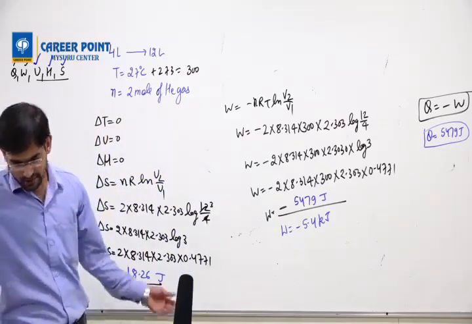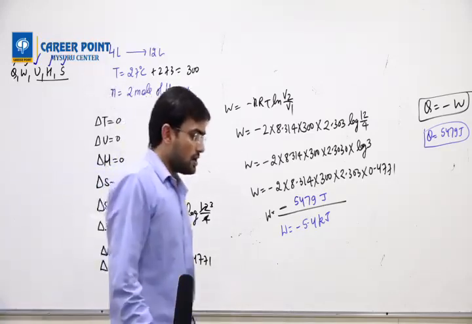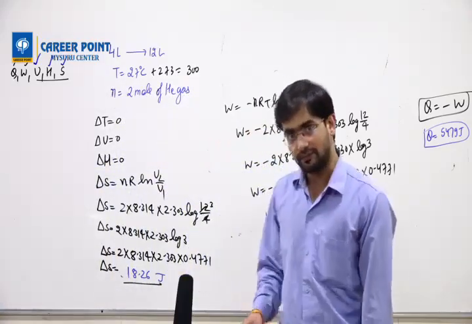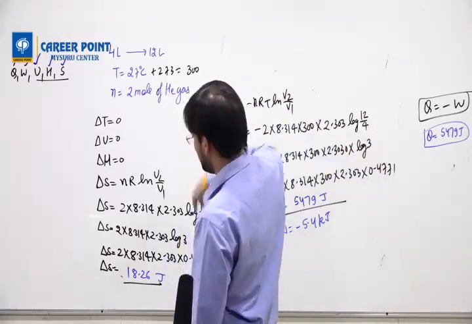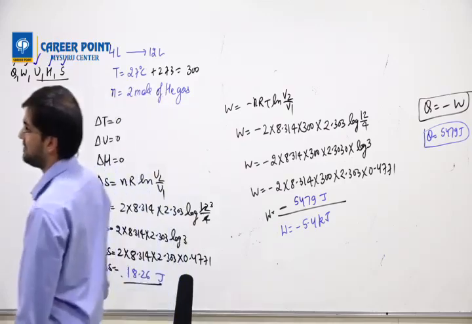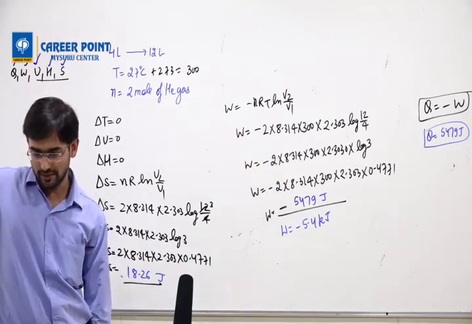And Havel-Chanas, we cannot use Q by T because Q by T is used when you have Q and T. First you want to calculate Q there, then divide by T, then only you will get delta S. But directly we have the formula for delta S, that's why we directly use the delta S formula. Understood?